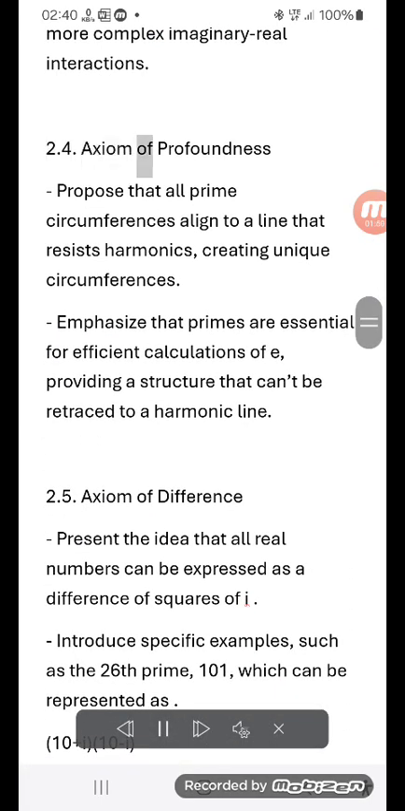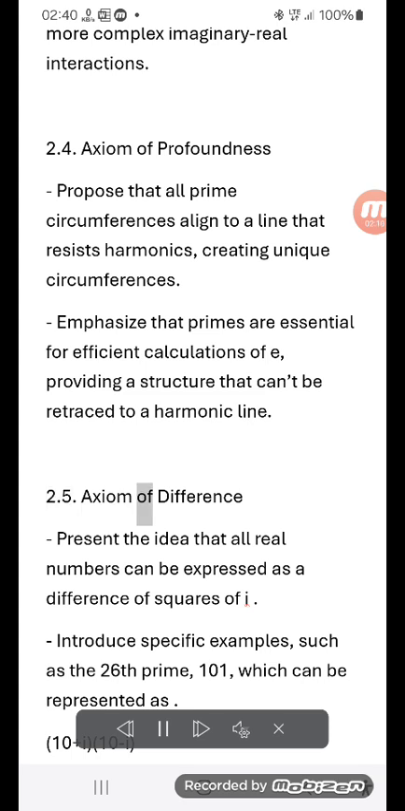2.4. Axiom of profoundness. Propose that all prime circumferences align to a line that resists harmonics, creating unique circumferences. Emphasize that primes are essential for efficient calculations of E, providing a structure that can't be retraced to a harmonic line.